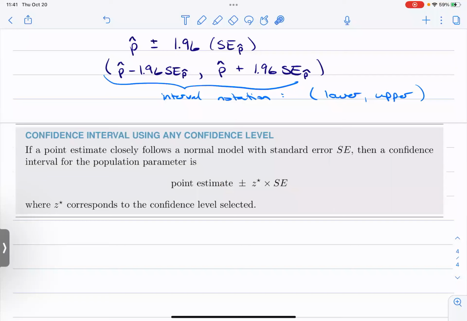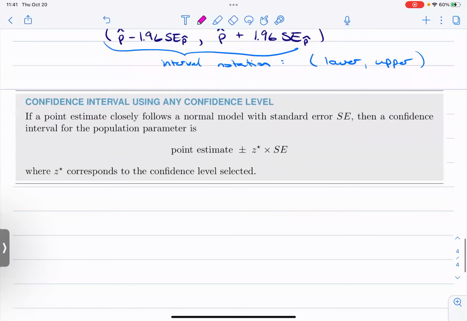So for each type of question now, I'm going to tell you, okay, here's the point estimate, here's the standard error of that point estimate, and now voila, you can make a confidence interval because you take the point estimate plus minus Z star, which they don't call it that, but it is called the critical, and times the standard error. So Z star corresponds to the confidence level that we selected, and Z star is called the critical value.